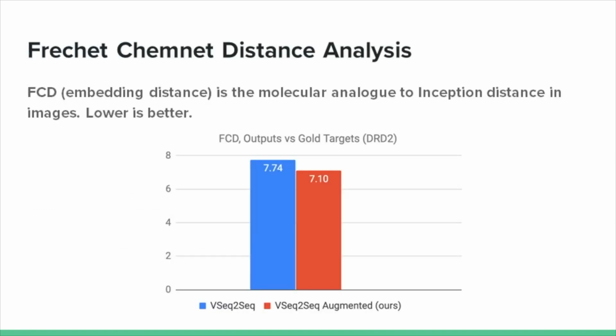First, I'll discuss 2 different metrics other than the success metric that we can use to evaluate our model. The first is the Fréchet ChemNet distance. This is the molecular analog of Fréchet inception distance in images. It's basically this notion of distributional distance between embeddings using a pre-trained model. So here, we check the distributional distance between the model's final predicted outputs on the test set against a reference set of gold targets. You want to see lower distance to indicate a better distributional match.